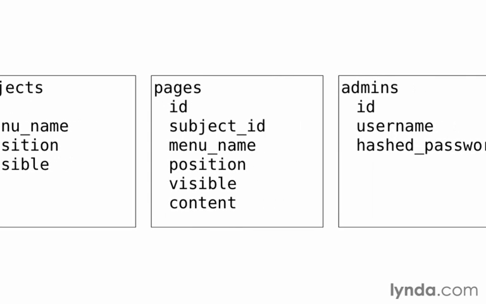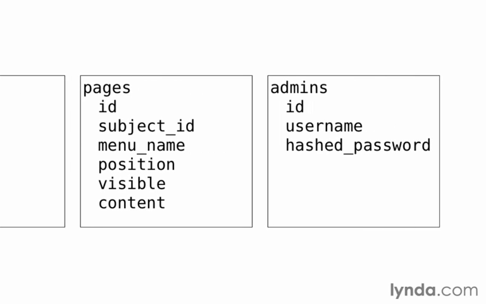Then we have our pages, which are almost exactly the same, except that they have a subject ID, which is a foreign key that relates it to subjects. So a subject has many pages, and that subject ID is how we link those together. We talked about that back when we talked about relational databases. And then pages also has a big block of content in it, which is the page content. That's the content that's going to be up there. It'll have paragraphs of text for the user to read.